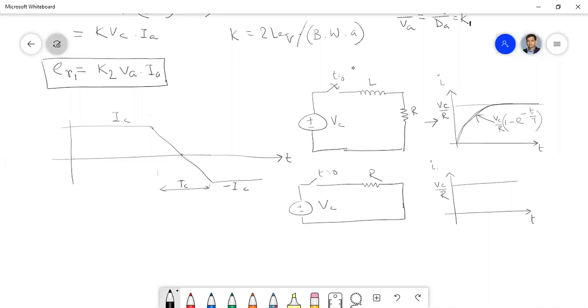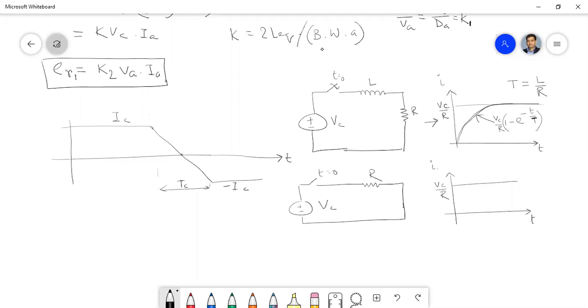Now this T determines how long it will take to reach the final value, and it is therefore called the time constant. For this circuit, it is L by R. If the value of L with respect to R is much larger, then it will take much more time to settle down at V by R. As simple as that.